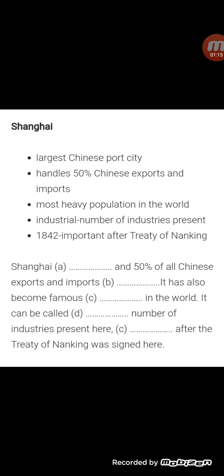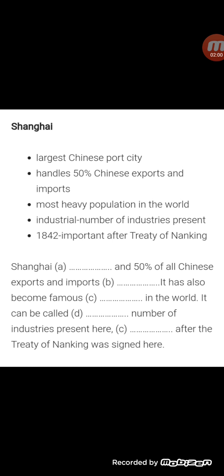Shanghai. Here some notes are given. First of all, before doing the blanks, you have to read the information given for the blanks, and after that you have to do it. For blank A, the point given is: largest Chinese port city. For blank B, it is given: handles 50% of Chinese exports and imports. And for blank C: most heavy population in the world. For blank D: a large number of industries present.